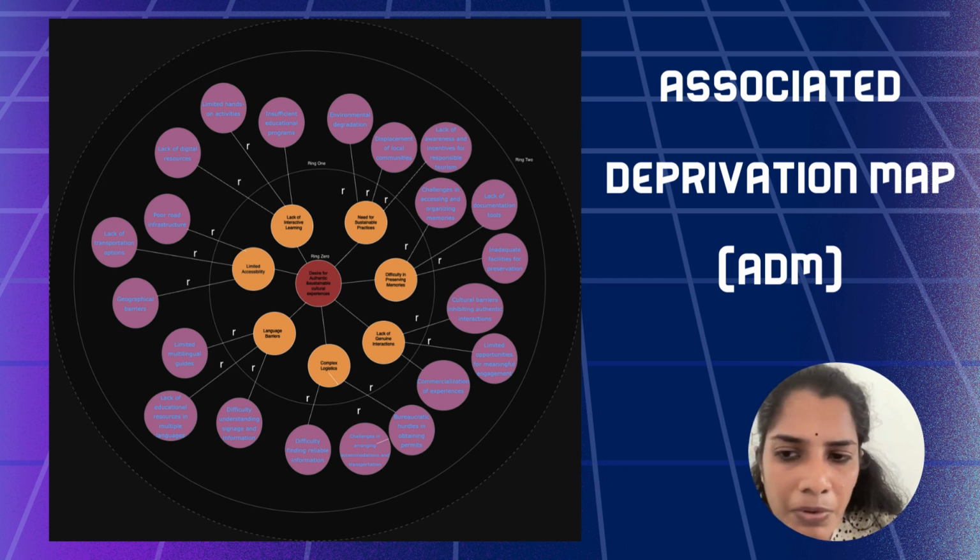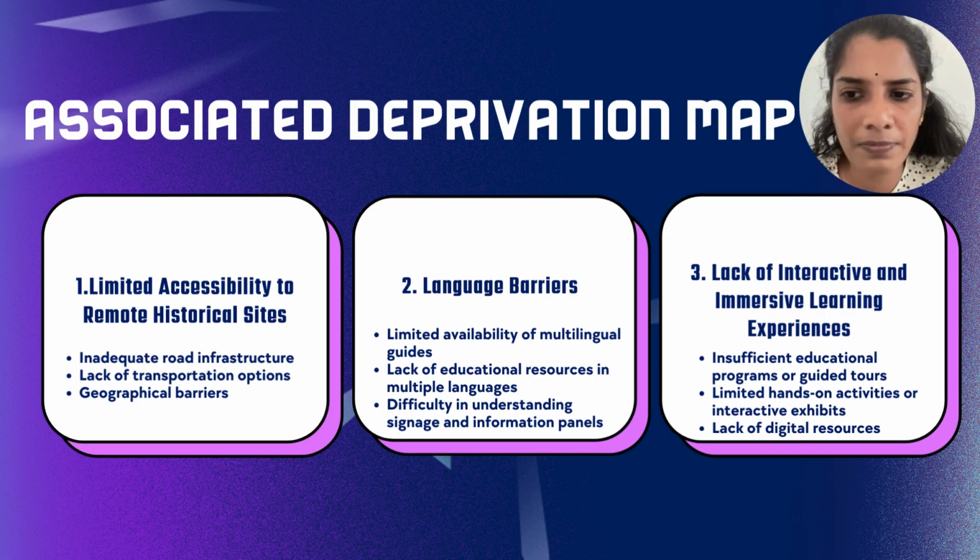Here, the gravity point is the desire for authentic and sustainable cultural experience. The first one is challenges in accessing remote historical sites in Sri Lanka. Exploring Sri Lanka's historically significant sites can be challenging due to their remote locations and limited accessibility. Many of these sites are nestled in areas with rough terrain and inadequate transportation infrastructure, making it difficult for tourists to reach them.